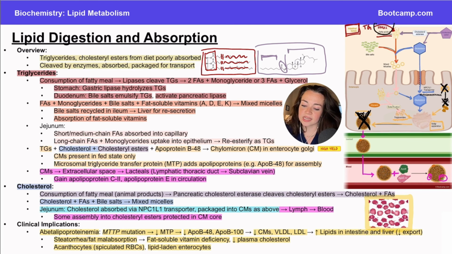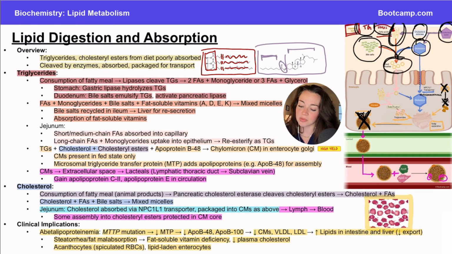So lipase enzymes broke our triglycerides down into fatty acids and monoglycerides, and cholesterol esterase broke our big clunky cholesterol esters into, again, those fatty acids as well as cholesterol. All of those things were emulsified with bile salts, packaged into these mixed micelles, and brought into enterocytes.